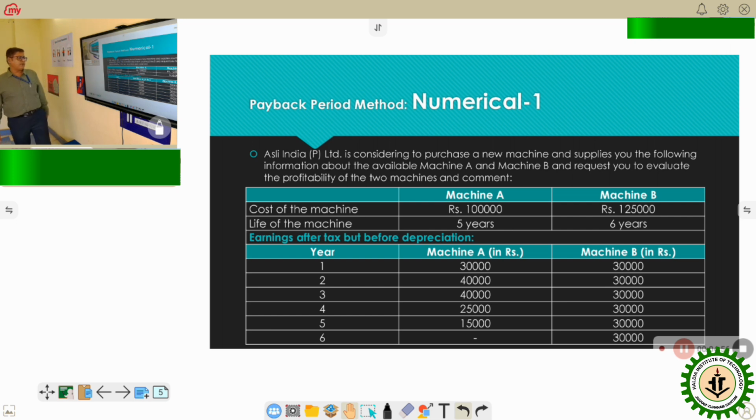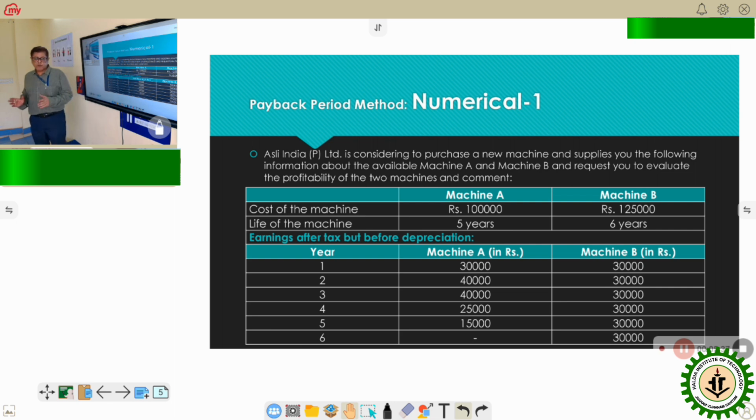Now let us consider this problem where we see that the cost of the machine A is 1 lakh and that of B is 1,25,000. Their lifetimes are also different. Machine A has a lifetime of 5 years and machine B 6 years. Now the pattern of cash inflow, that is the profit, which we say earning after tax but before depreciation, is simply the profit generated. We see that for machine A it is non-uniform and for machine B it is uniform.